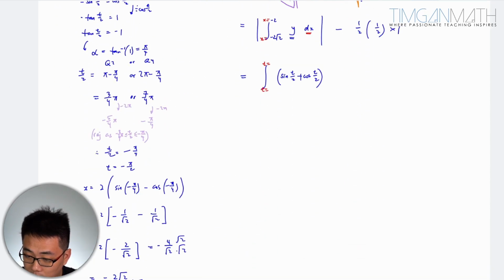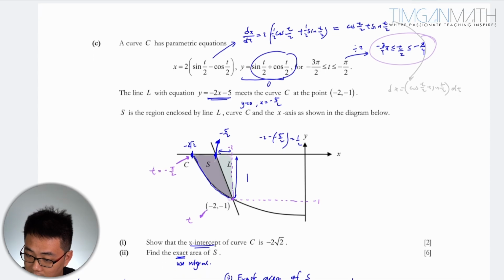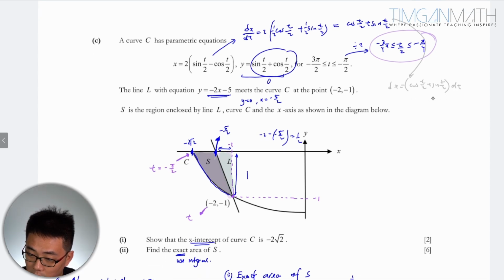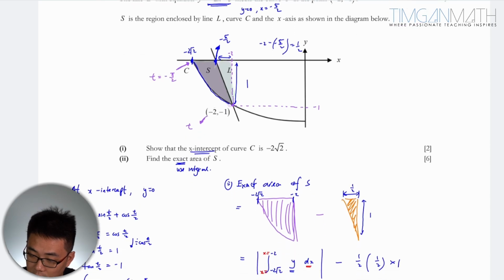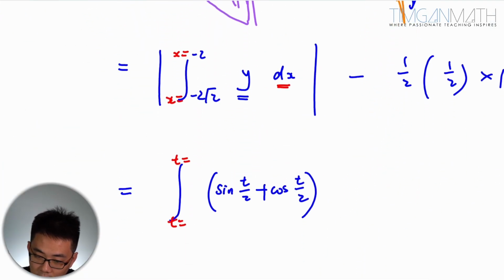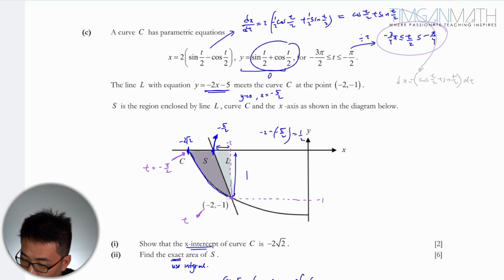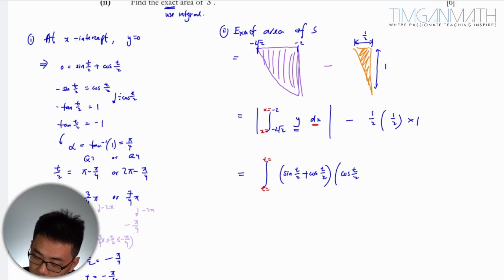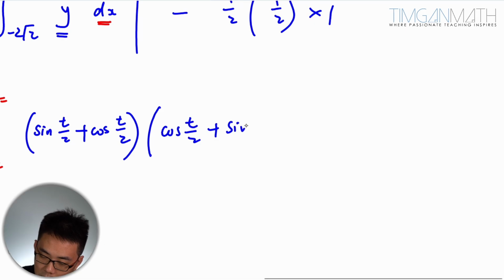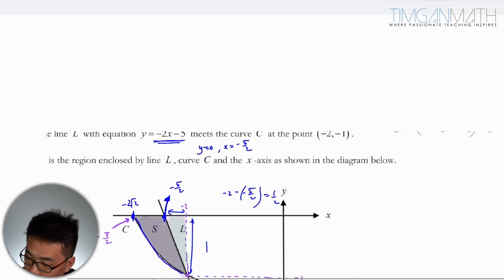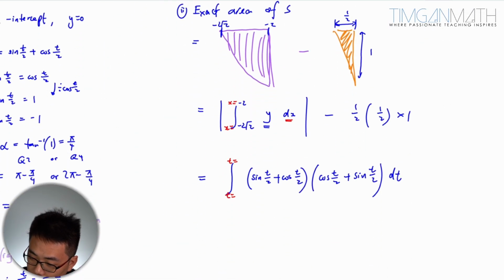So we're gonna look at dx. This will be cosine t over 2. Just make sure that we differentiate this correctly. So this is cosine t over 2, and that will be plus sine t over 2. Okay, and this is dt, right? dx dt, cosine, yeah, great.